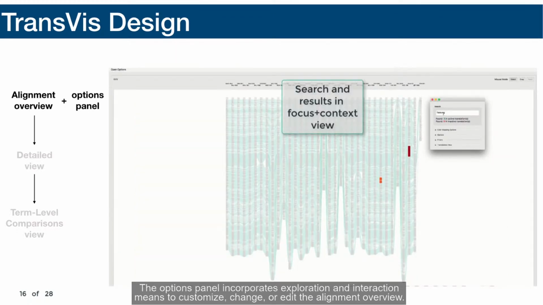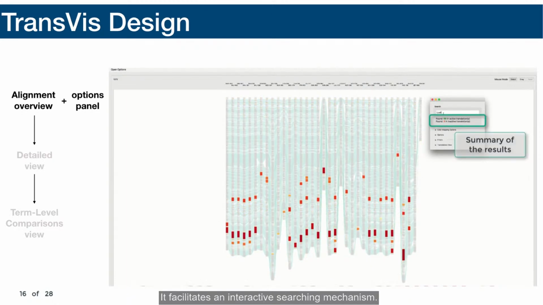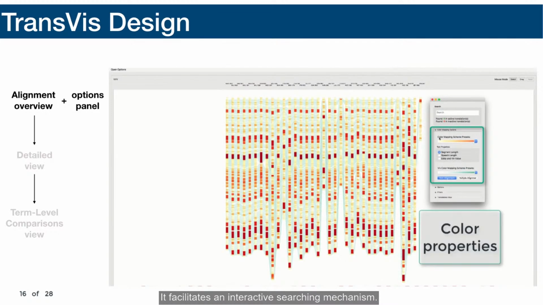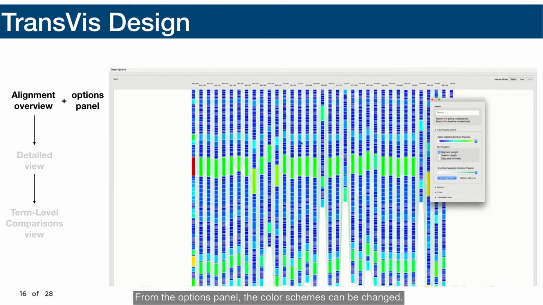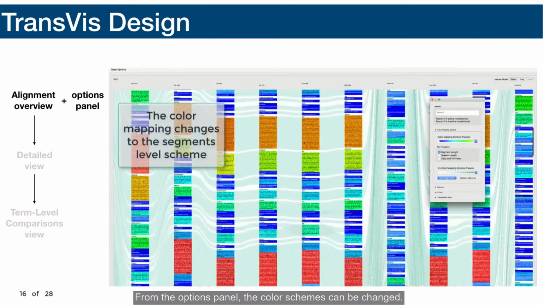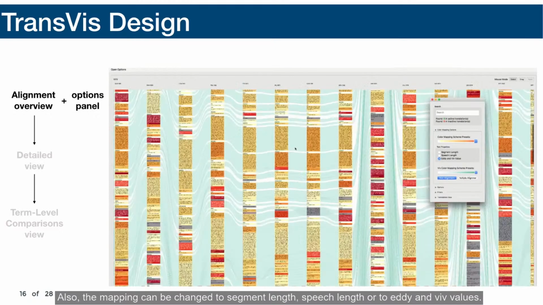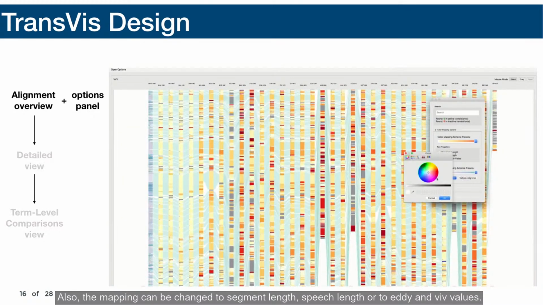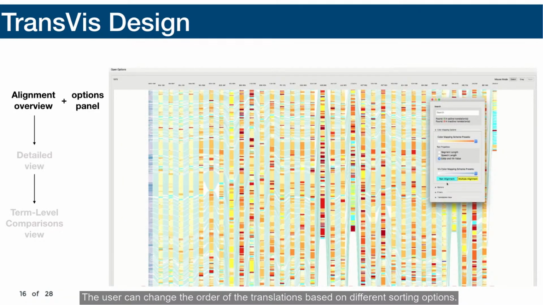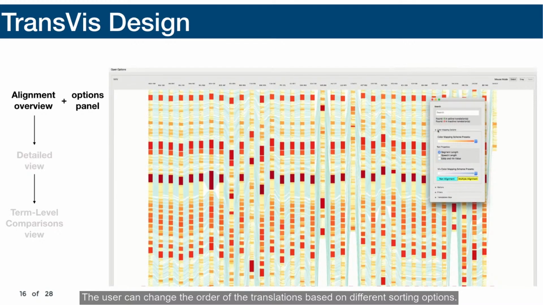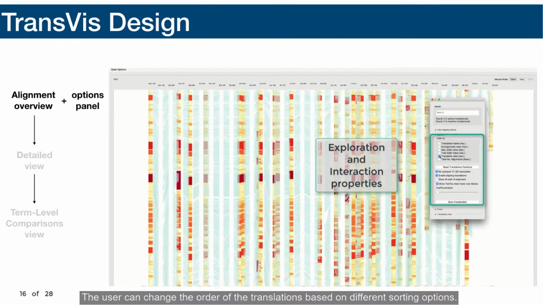The Options panel incorporates exploration and interaction means to customize, change, or edit the alignment of a view. It facilitates an interactive searching mechanism. From the Options panel, the color schemes can be changed. Also, the mapping can be changed to segment length, speech length, or to EDVIV values. The user can change the order of the translations based on different sorting options.